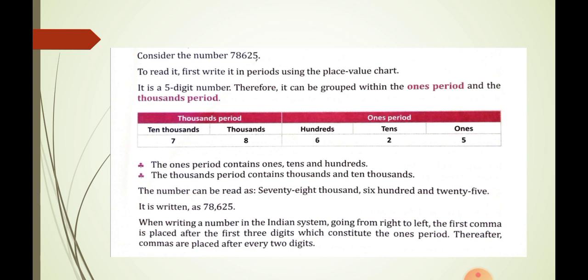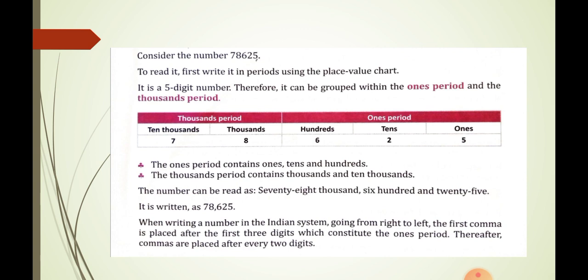So here, this number is a 5-digit number. So that's why we should consider two periods. One is ones period and another one is thousands period. So again, in these periods, we have to make three places. In ones period we make three places, in thousands period we make two places. So in ones period we again make it as ones place, tens place and hundreds place. So these three places come under ones period.